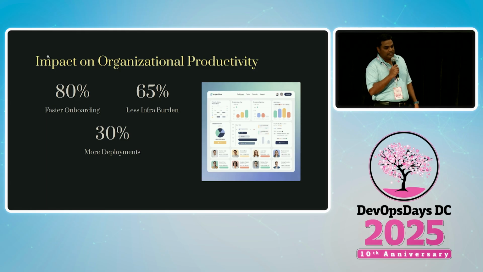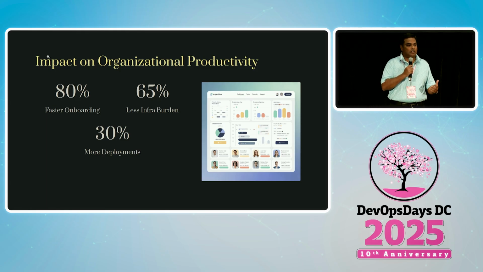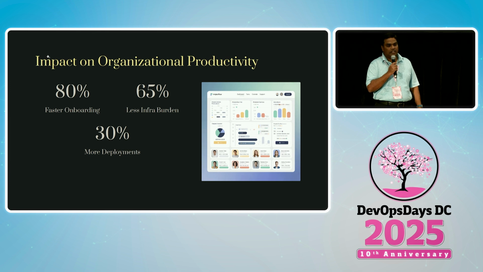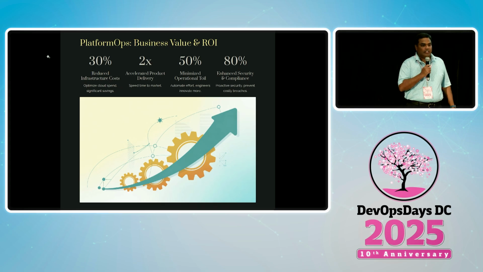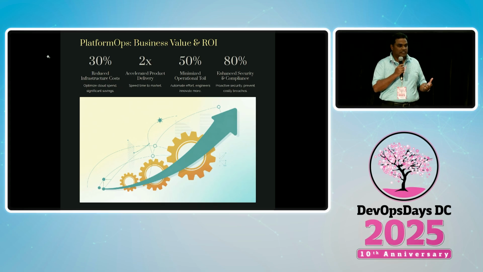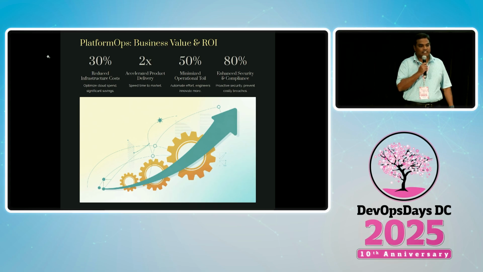On productivity, using PlatformOps we are seeing faster onboarding and less infrastructure burden. There is also an increase in deployments, about 30%. Coming to business return on investment, we are seeing reduced infrastructure cost, and product delivery is two times faster, with minimized operational toil.